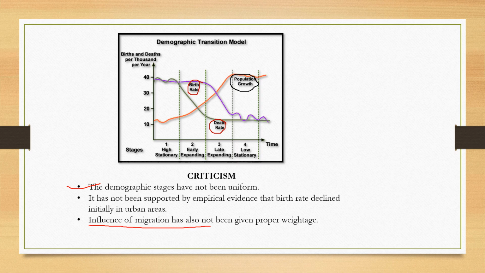Influence of migration has not been given proper weightage. What is the influence of migration? That means migration also plays a significant role in adding or subtracting the number in a particular country, through immigration or emigration. But in this theory, this particular term has not been uttered even once. So this is one great criticism of this theory.